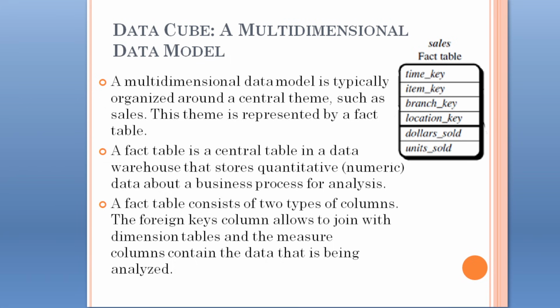A fact table is a central table in a data warehouse that stores quantitative data about a business process for analysis. It is often the largest table in the schema. A fact table or a fact entity is a table or entity which is used in several schemas. It consists of two types of columns. The foreign key columns allow us to join with dimension tables, and the measure columns contain the data that is being analyzed.